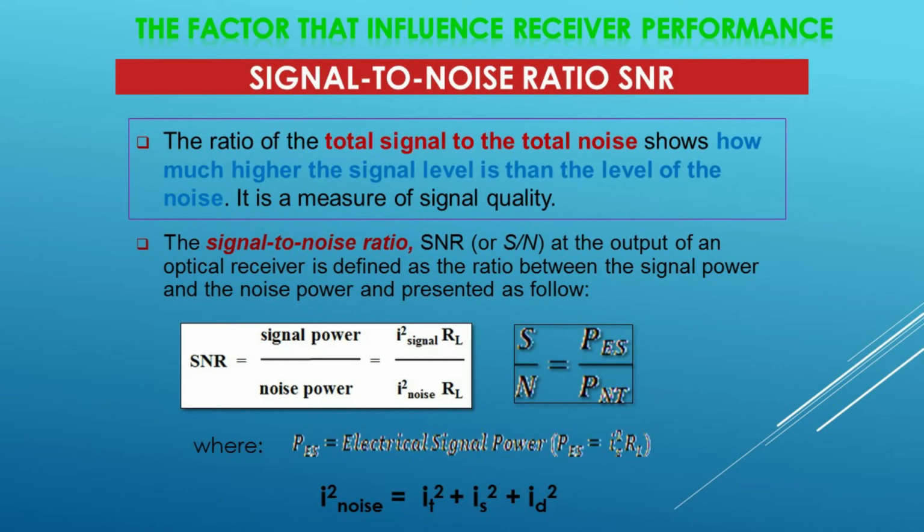Signal-to-noise ratio (SNR). The ratio of the total signal to the total noise shows how much higher the signal level is than the level of the noise. It is a measure of signal quality. The signal-to-noise ratio (SNR) at the output of an optical receiver is defined as the ratio between the signal power and the noise power, and presented as follows.